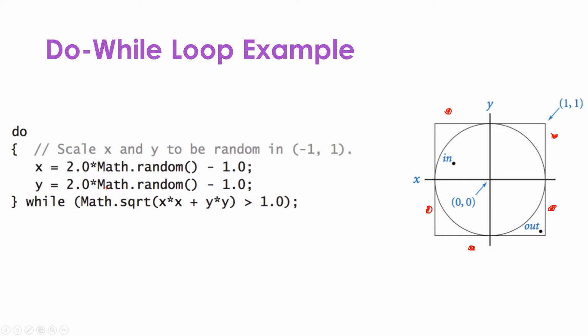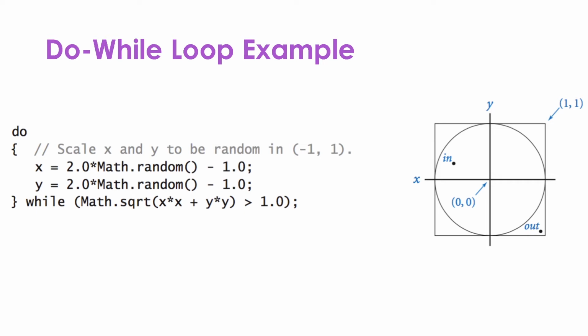In this case, the condition is the square root of X times X plus Y times Y being greater than 1. So that's the point of our do-while loop. We have to get this thing the first time before we can really do anything else with it.